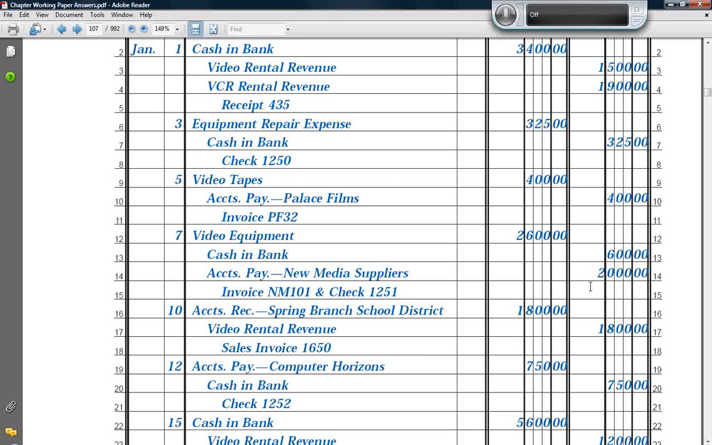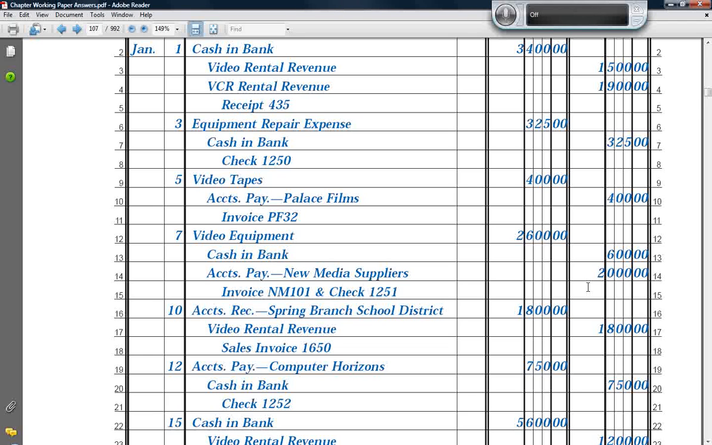Alright, on January 1st, we deposited $3,400 in receipts. Of that amount, $1,900 was VCR rentals and $1,500 was videotape rentals, receipt 435. So that's what we're in the business of doing, renting VCRs and videos. We received cash for the amount of $3,400. We increased the asset account, cash and bank. We increased the two revenue accounts, crediting video rental revenue for $1,500 and crediting VCR rental revenue for $1,900. Source document receipt 435. Our debits equal our credits.